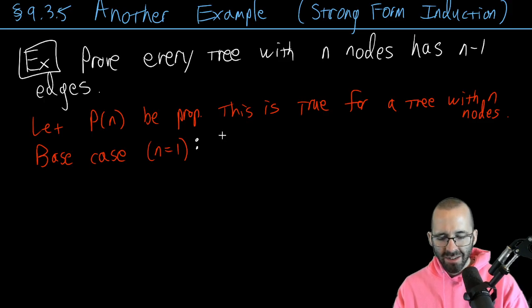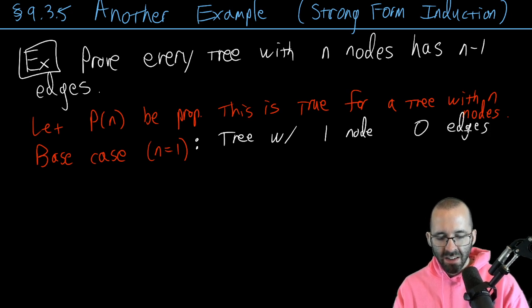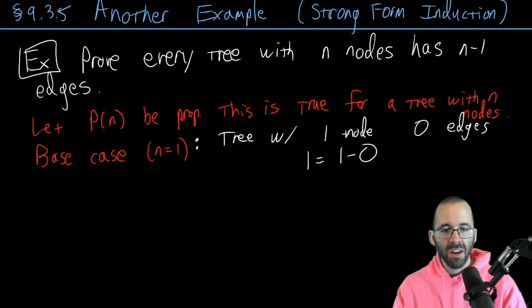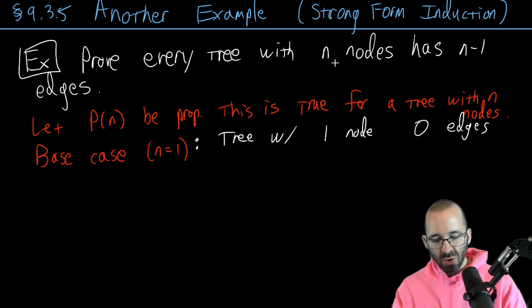A tree with one node has no edges. Well, is 1 equal to 1 minus 0? It's n equals 1. N nodes is n minus 1 edges. It has one node, is 0, 1 minus 1. Or hold on, I asked the wrong question. According to this, P of 1 is saying that a tree with one node has 0 edges. Oh yeah, that is right. Good.